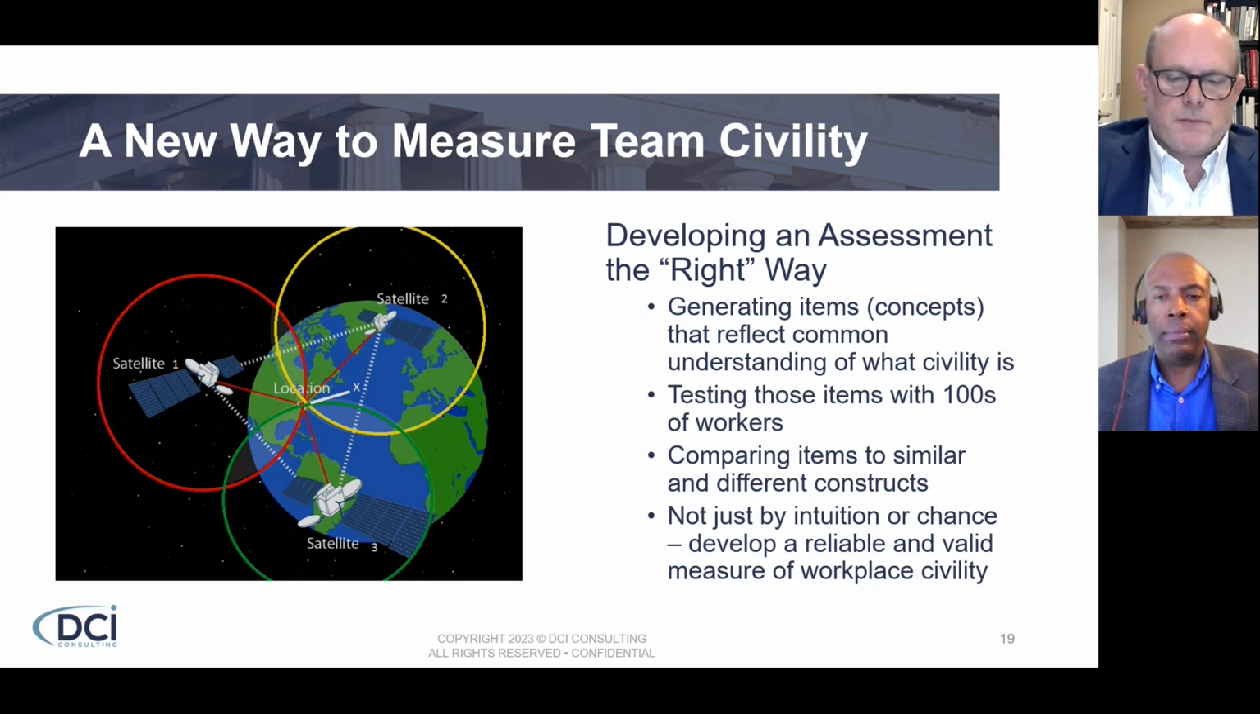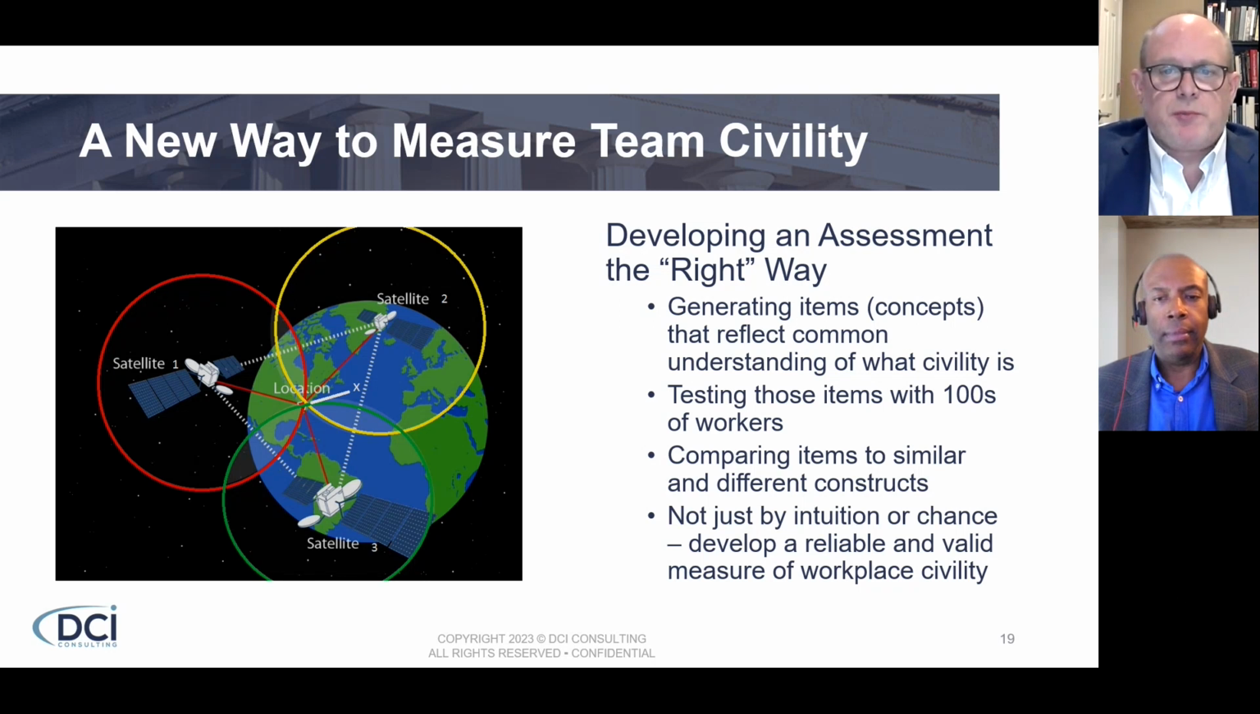There's something called goal orientation. There's a learning goal orientation and a performance goal orientation. And whether your goal orientation is to want to learn or to perform, that probably doesn't have a lot, or at least not as much, commonality with civility as, say, fairness. So the idea when you're developing an assessment the right way is you come up with a whole bunch of questions. You test those questions on a whole bunch of workers, and then you compare those questions to other assessments that it should be related to and should be unrelated to. By doing this, you're developing an assessment that's not just by intuition or chance. Instead, you're developing a reliable and valid measure. And that's what we did when we developed a measure of workplace civility.